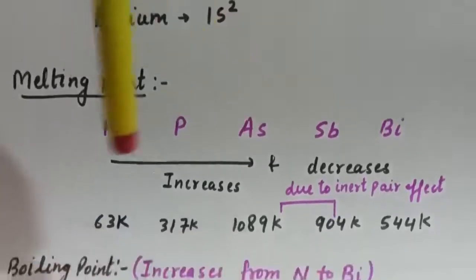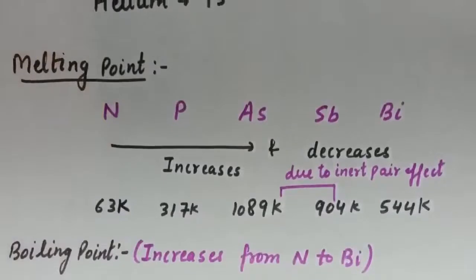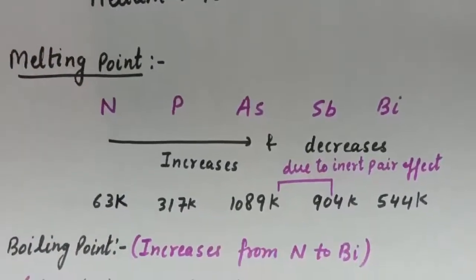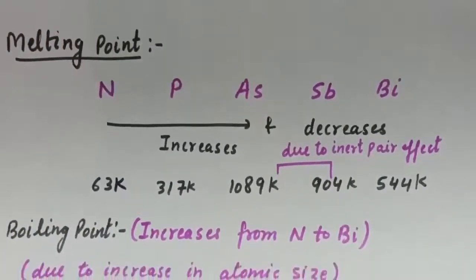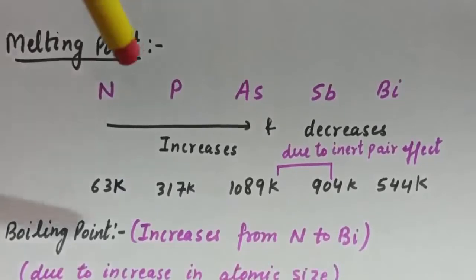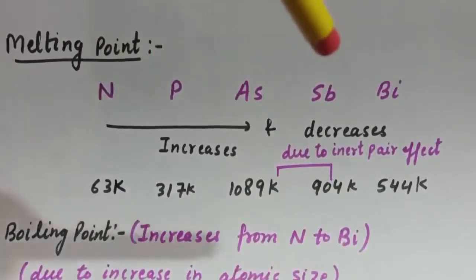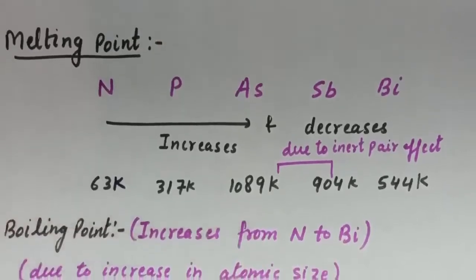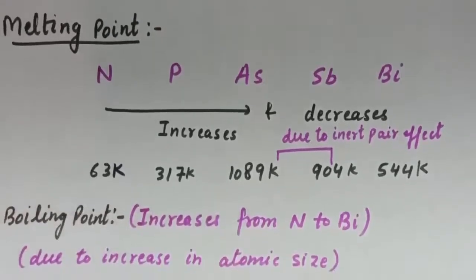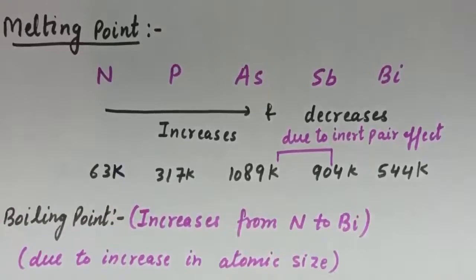Now next is boiling point. Now when we compare the boiling point in group 15, the trend is regular, that is, the boiling point increases from nitrogen to phosphorus, and then from phosphorus to arsenic, to antimony, and then to bismuth. And the reason is very simple: due to the increase in atomic size, the boiling point increases.